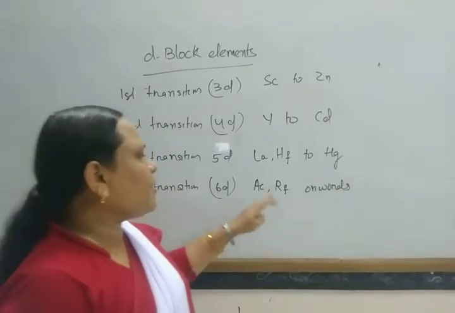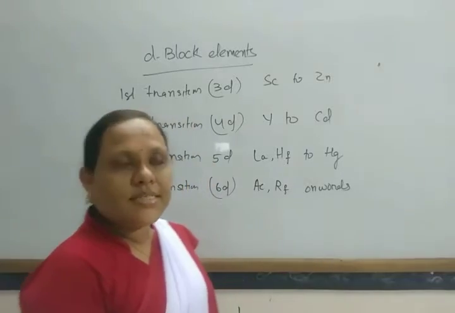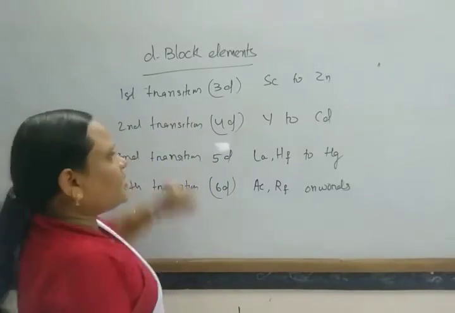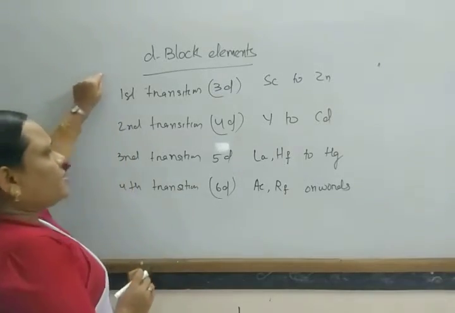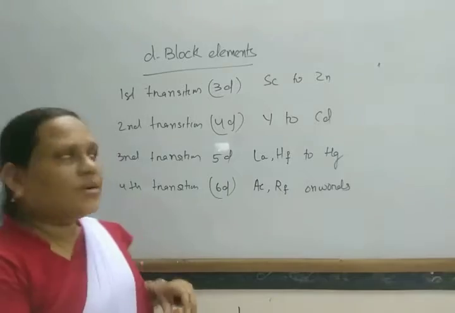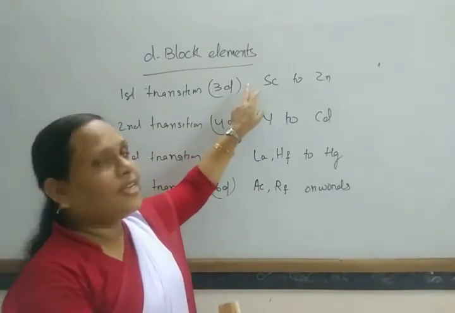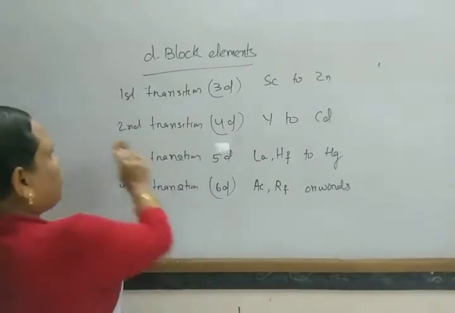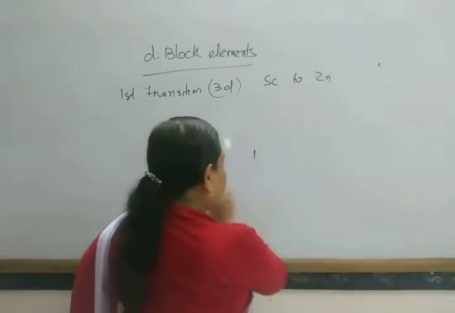So in this way, there are newly discovered transition elements. Okay. So the transition elements have a general electronic configuration. There are 4 transition series, but specially here we are going to study the first transition series, which is present in the 4th period. Okay. Next, come to the first transition series.